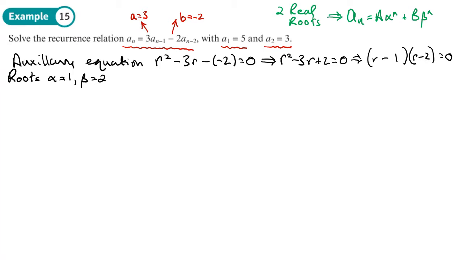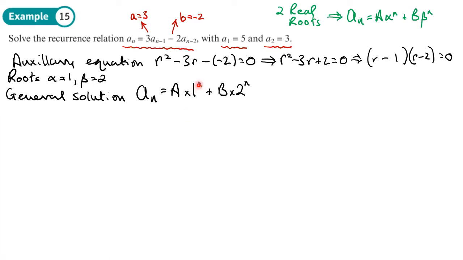Right, so now we can say that the general solution is going to be not un, but an equals a times the first root alpha 1 to the power n, plus b times the second root 2 to the power n. Now we've got 1 to the power n here, that's just 1. Anything 1 to the power anything is going to be 1. So actually we can just write this as an equals a plus b times 2 to the power n.